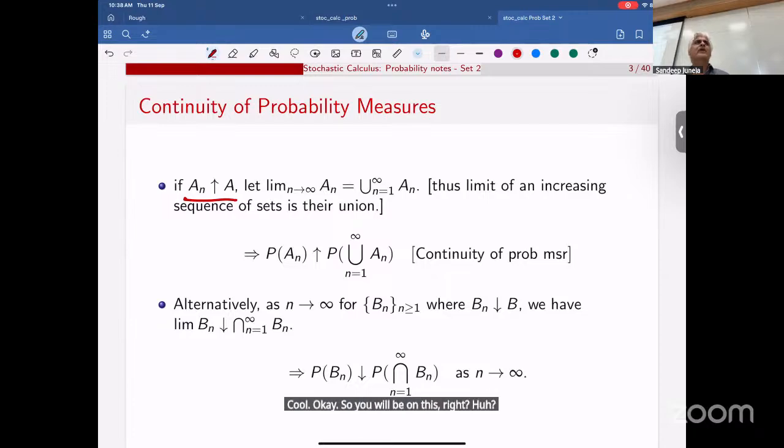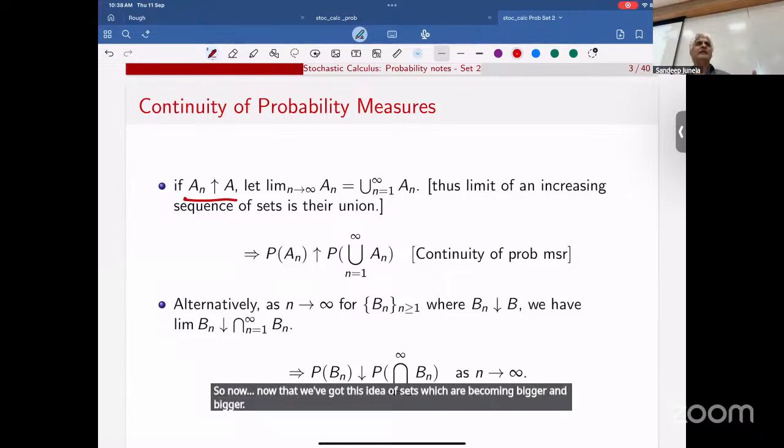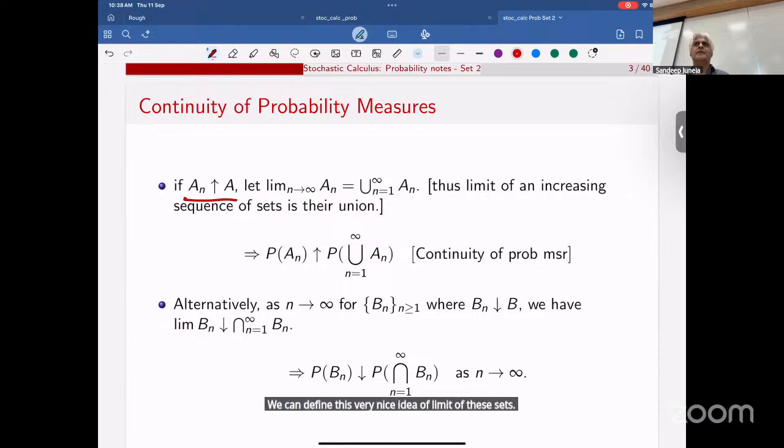Now that we've got this idea of sets which are becoming bigger and bigger, we can define this very nice idea of the limit of these sets. So the limit of An, this is a new idea, is defined as the union of all the An from n equal to 1 to infinity. That's the definition. And this limit is defined only when the sequence of sets is monotone, in this case increasing.